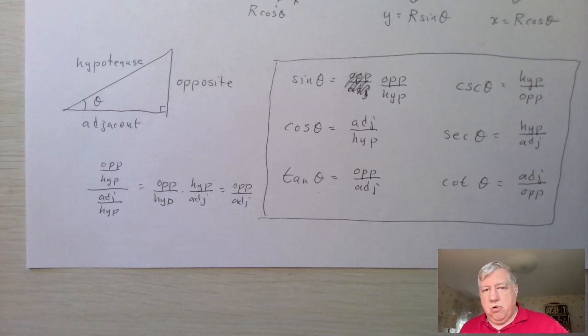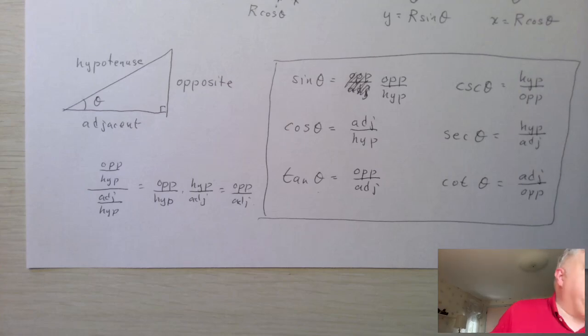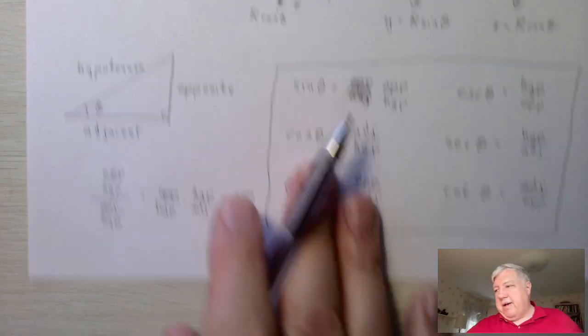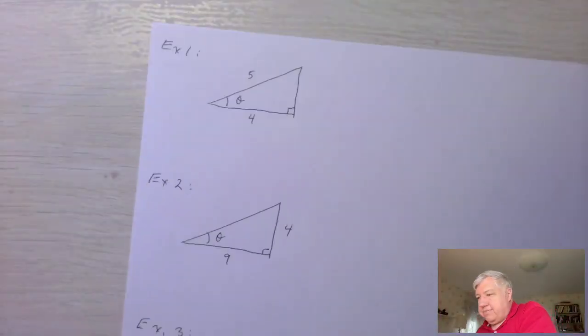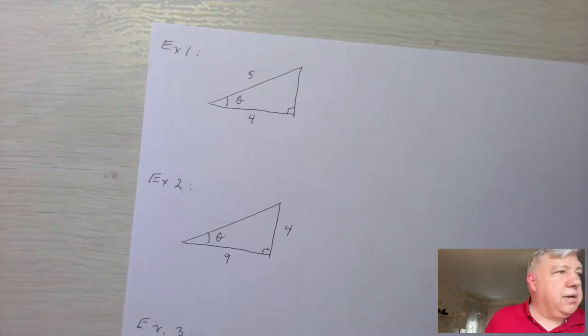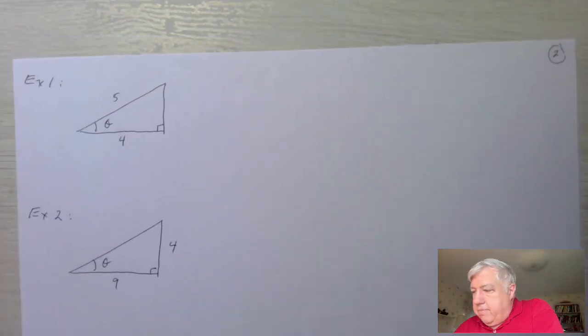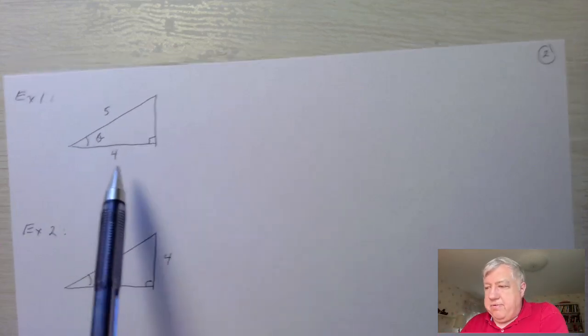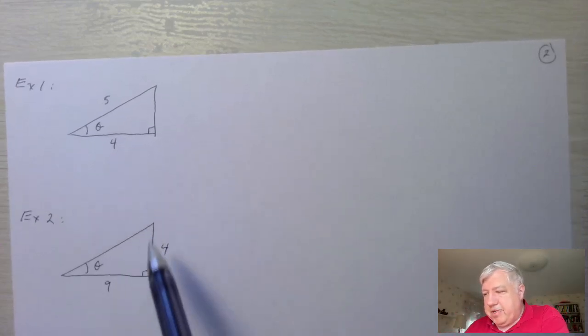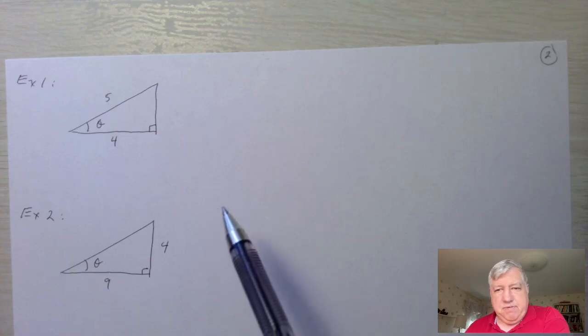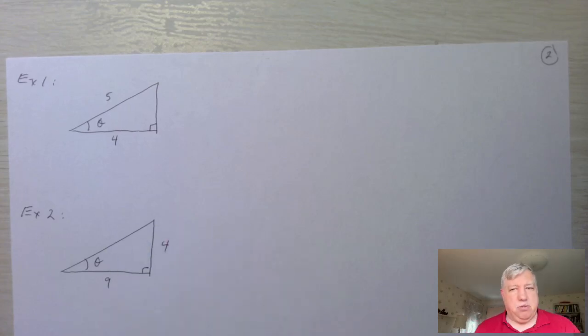Okay, so with this in mind, let's go and do some examples. So in this case here, it should be possible to find, we have 3 pieces of information, we should be able to find the other 3 pieces of information. So we should be able to find all 3 sides and all 3 angles.